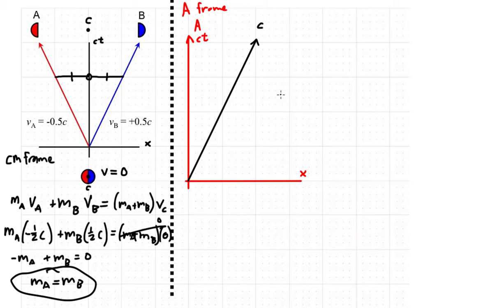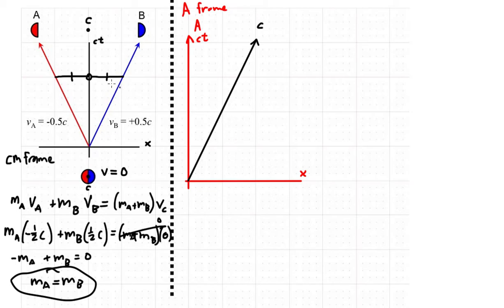So, the tricky part here is: how fast is B moving in A's reference frame? You might think, well, B is moving at half the speed of light relative to C, so we just add them up, and we go half the speed of light, one times C. It doesn't work that way, okay?